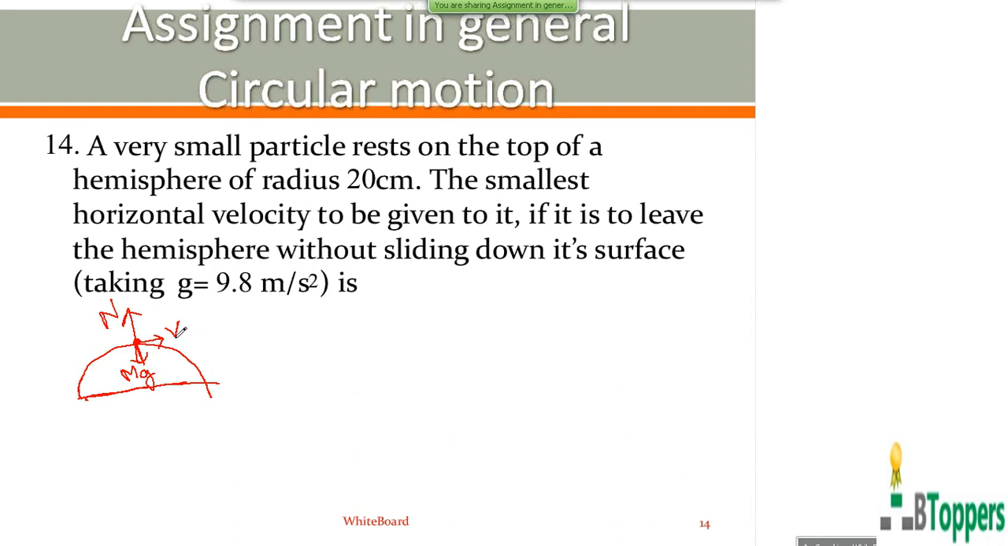You may be asked what should be the value of v so that the particle will slide down without losing contact. At the initial moment, the centripetal force on the particle, which acts towards the center of curvature of this circular path, can be written as mg minus N, that is equal to mv square by r, where r is the radius of the circular path, which is equal to the radius of the hemisphere. So the magnitude of the normal reaction force is mg minus mv square by r.